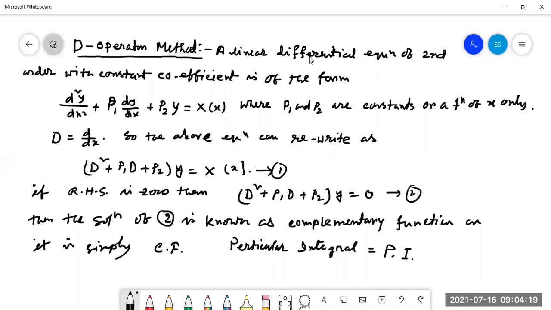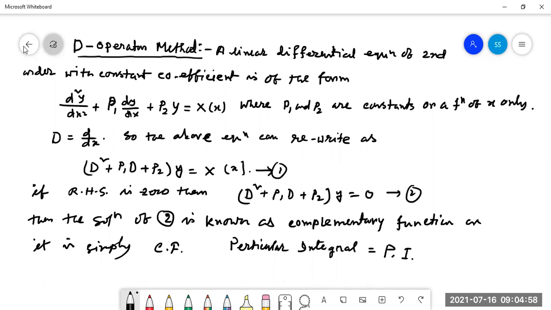At first, we make the right hand side equal to 0. Then we get one solution, which is called the complementary function or CF. After that, we find the value for capital X of small x, that is called the particular integral, that is PI. So for a given differential equation of second order with constant coefficient, the solution will be CF plus PI, that is complementary function plus particular integral. We have to find the result for these two parts consecutively.